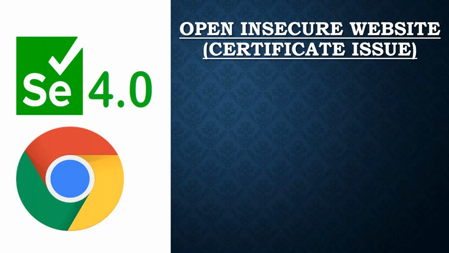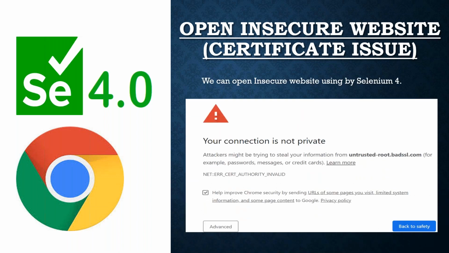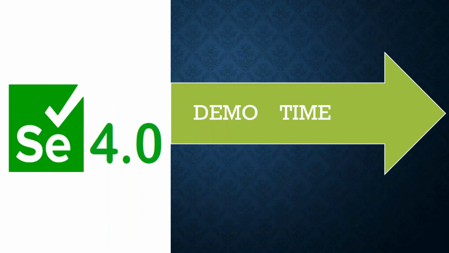Okay, so next topic I am going to demonstrate opening an insecure website. Sometimes if a website has a certificate issue, then that website is not loading. We can see a prompt like this: your connection is not private. Then we have to go to advanced and proceed forcefully, and then that web portal will open. Those scenarios we can easily handle in Selenium 4, if any portal has a certificate issue, like an expired or wrong certificate. So let me show you how we can handle this.